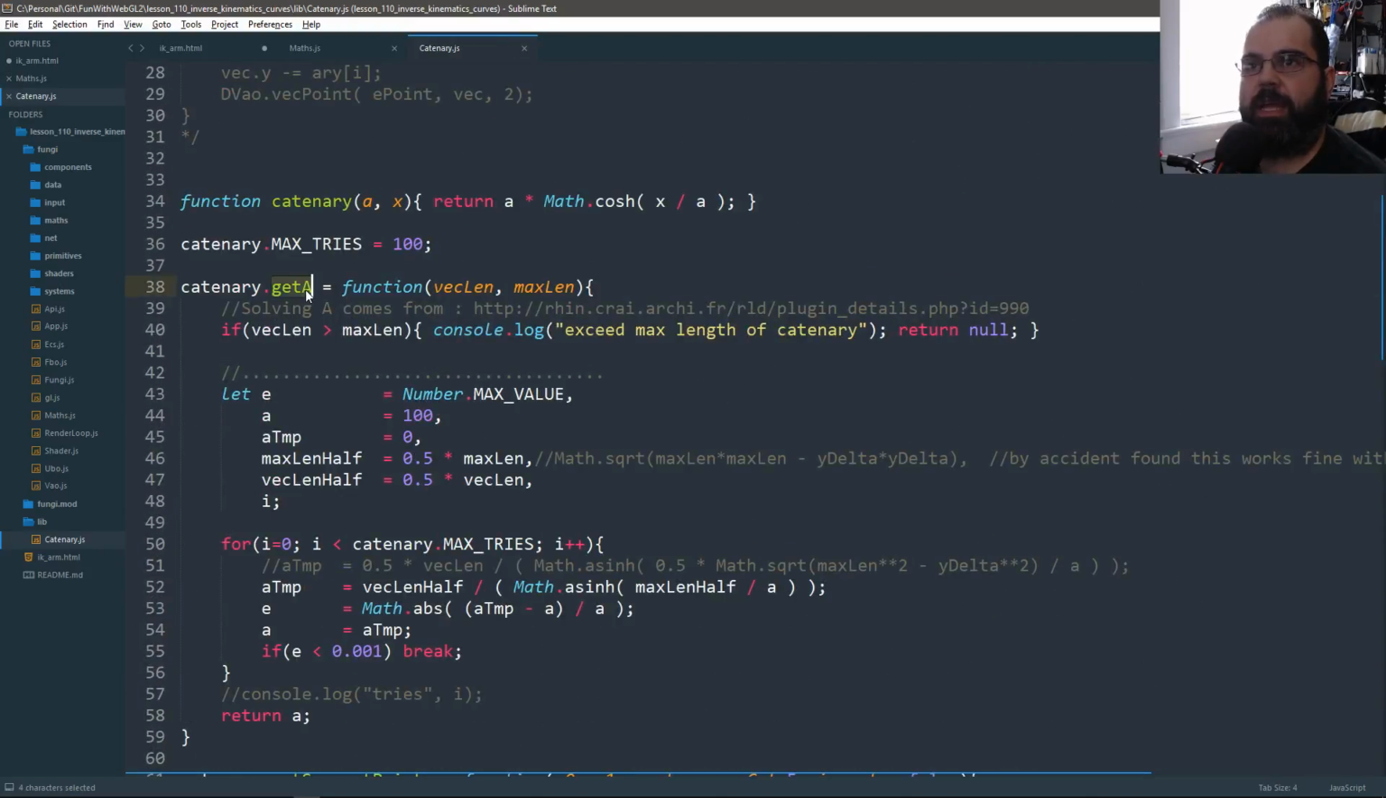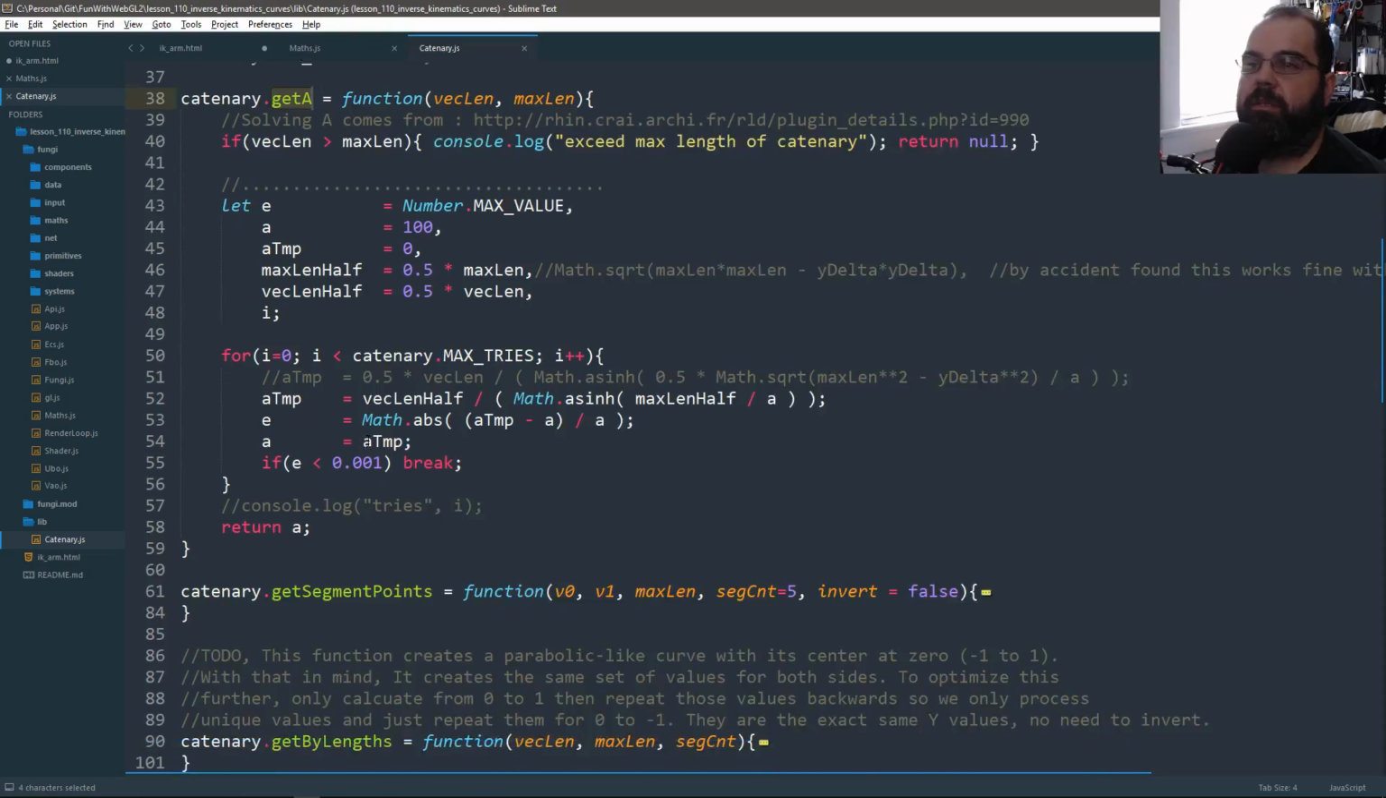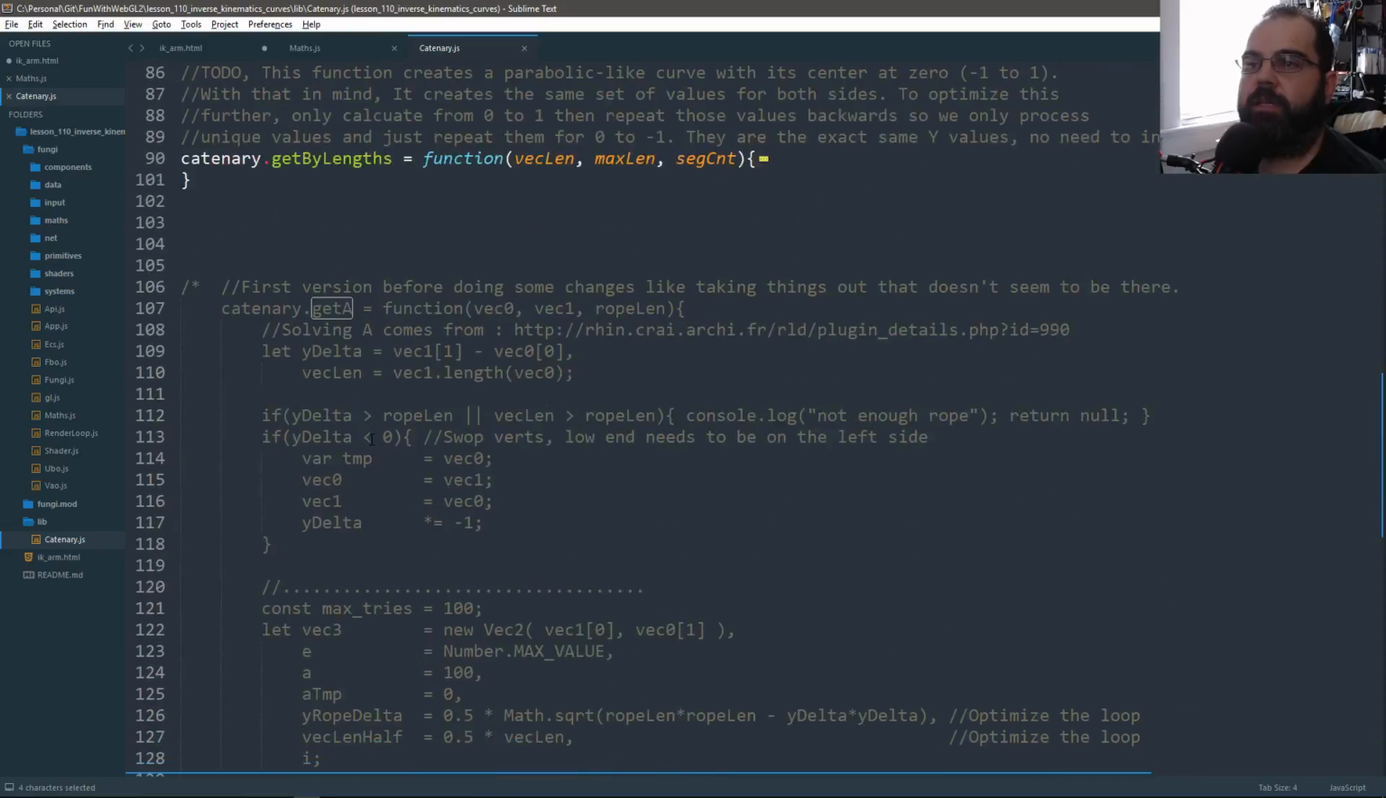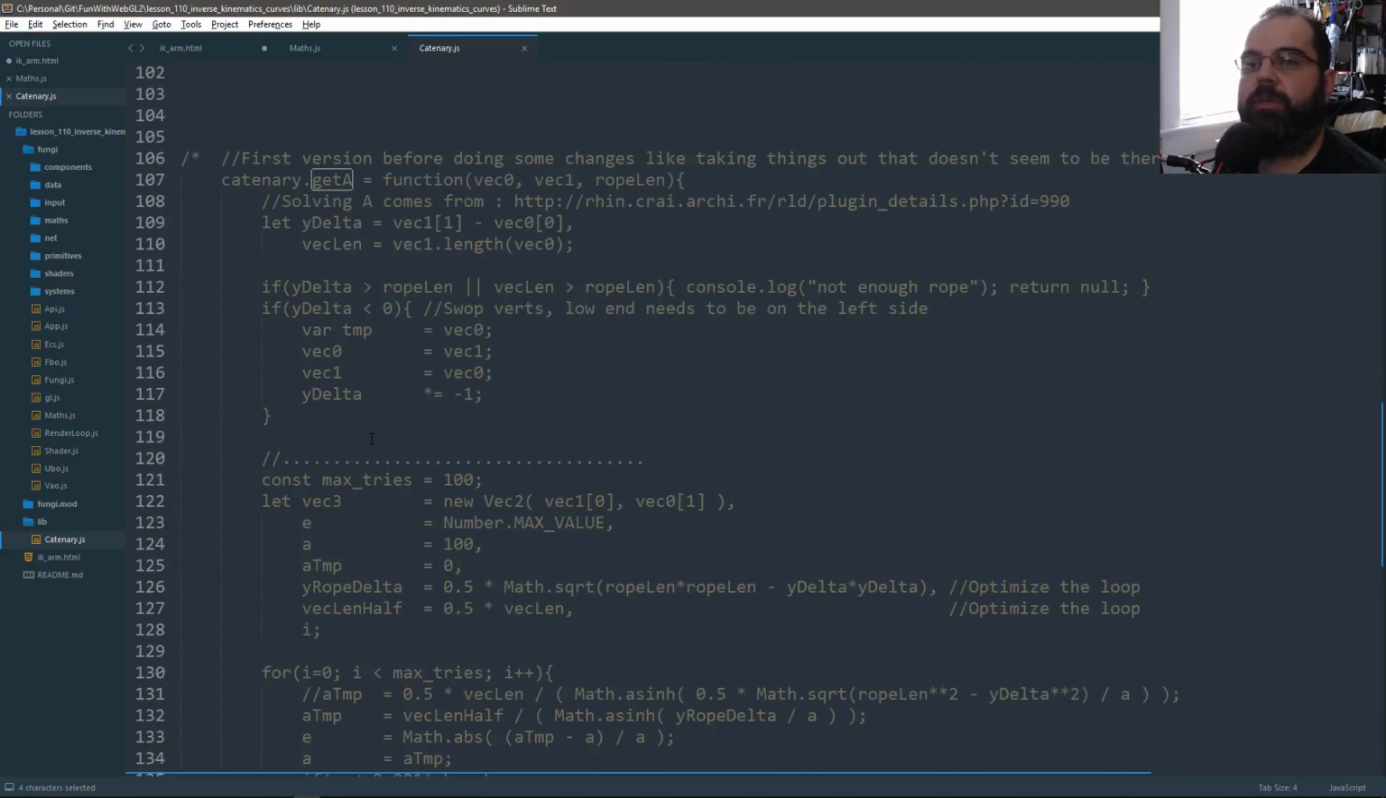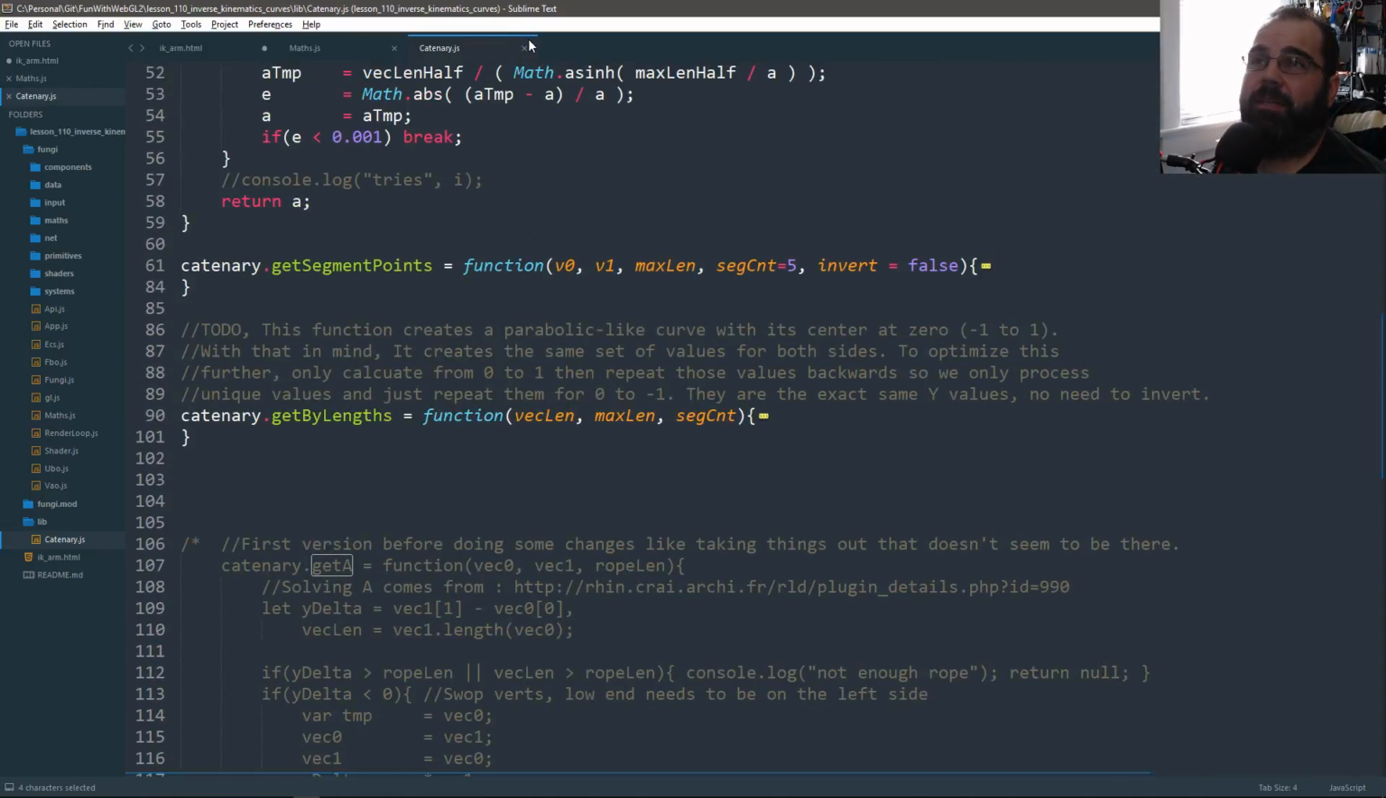So solving for A is kind of the hardest thing. I don't fully understand it. It uses a special algorithm. It tries to find the lowest point on the curve, so this way it can determine how far it goes, basically how much slack is left. That's what it calculates, how much slack is left in the rope based on the distance between the two ends of the rope. So that's the catenary curve.